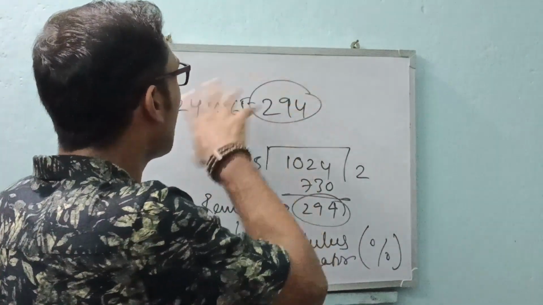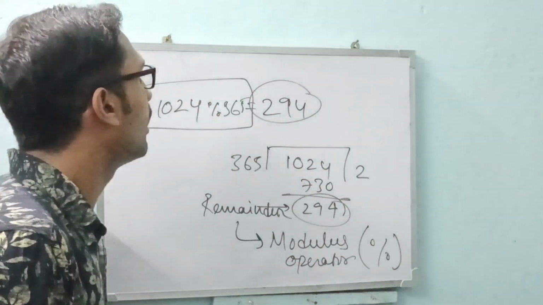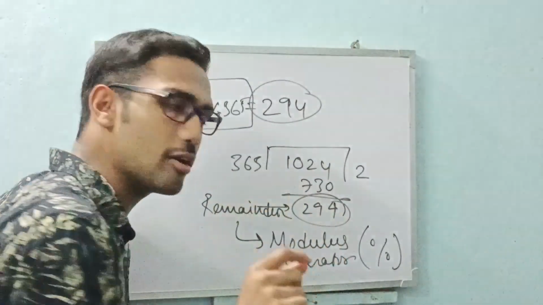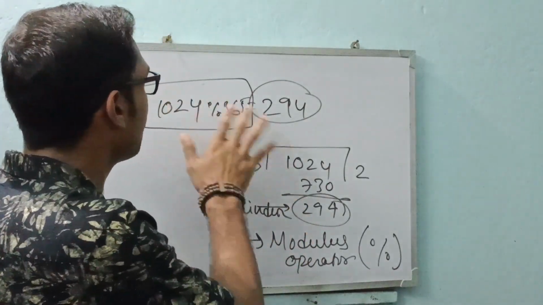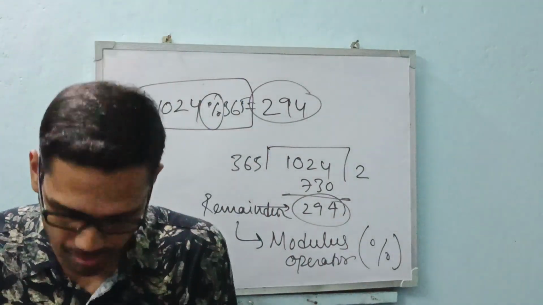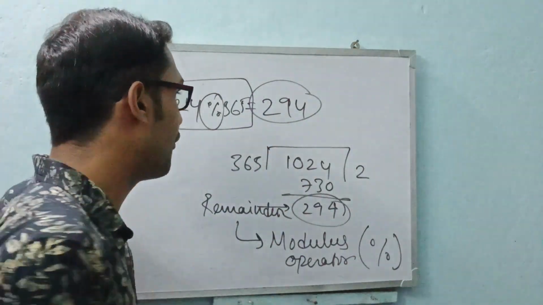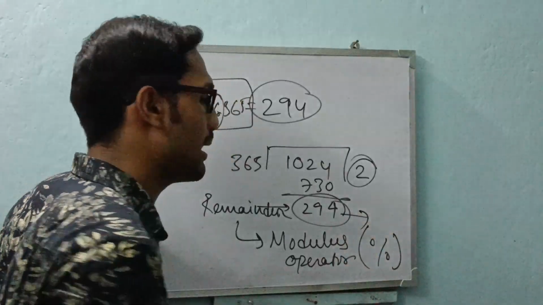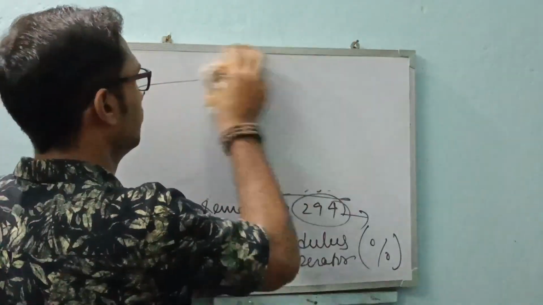So why do I need this particular expression? Because I need to find the number of months from 1024. For that particular calculation, 294 is our requirement. And in order to find the 294, you will require this modulus operator. I hope this much is clear to you. So now we have found our number of years and the remaining days. Now let's find the month part.